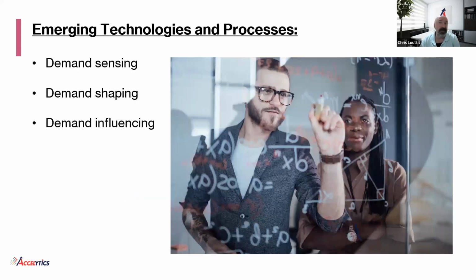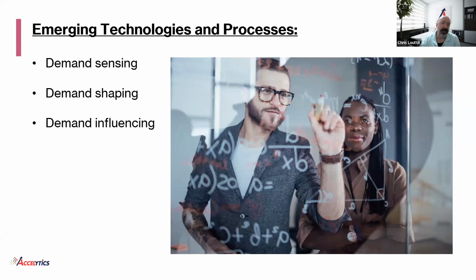Okay, the next point is related to some processes that have been emerging. So there's three main ones out there that you hear a lot about: demand sensing, demand shaping, and demand influencing. So demand sensing is a more agile approach to demand planning that relies on real-time data and predictive analytics. So instead of relying solely on historical data, demand sensing incorporates up-to-date information to detect shifts in demand patterns and respond promptly to unexpected fluctuations. This enables businesses to be more proactive in meeting their customers' needs.